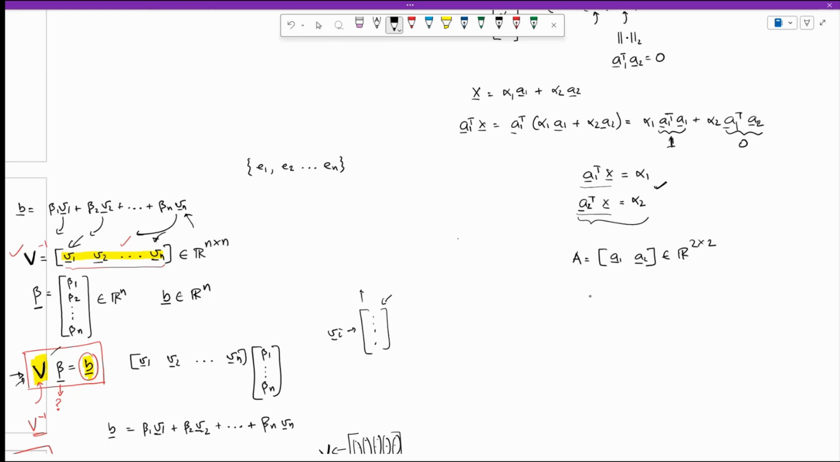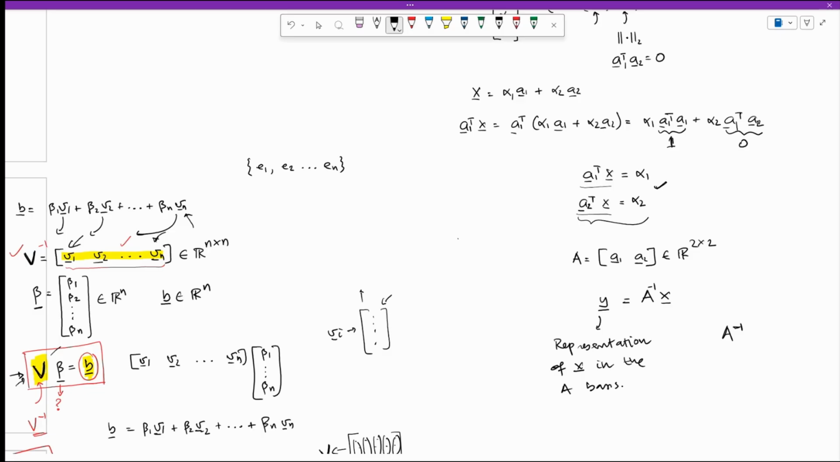That means now I can find the representation of my vector x. If I take my matrix A, take its inverse, and multiply it by x, then I'll get y. Y is the representation of x in the A basis. Okay. So we need to do this A inverse operation.